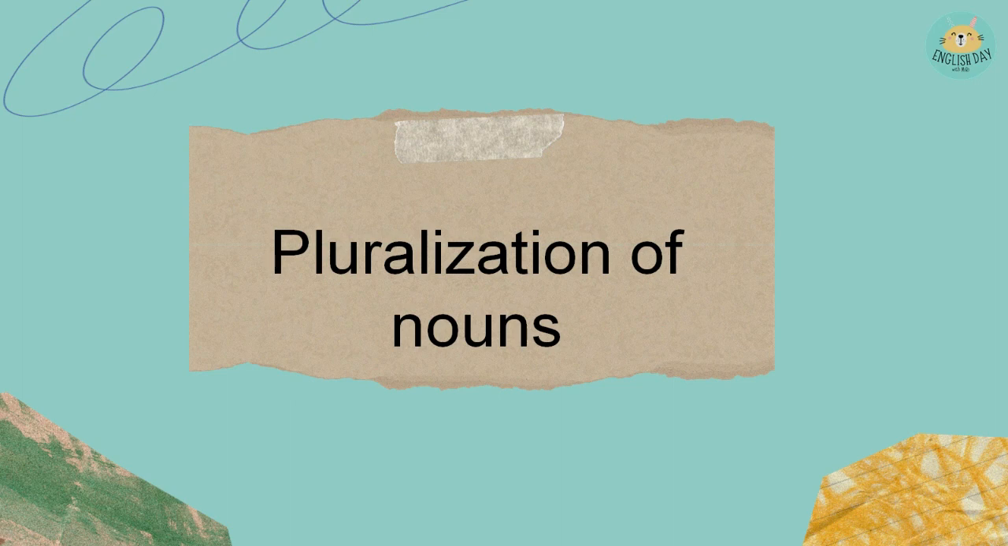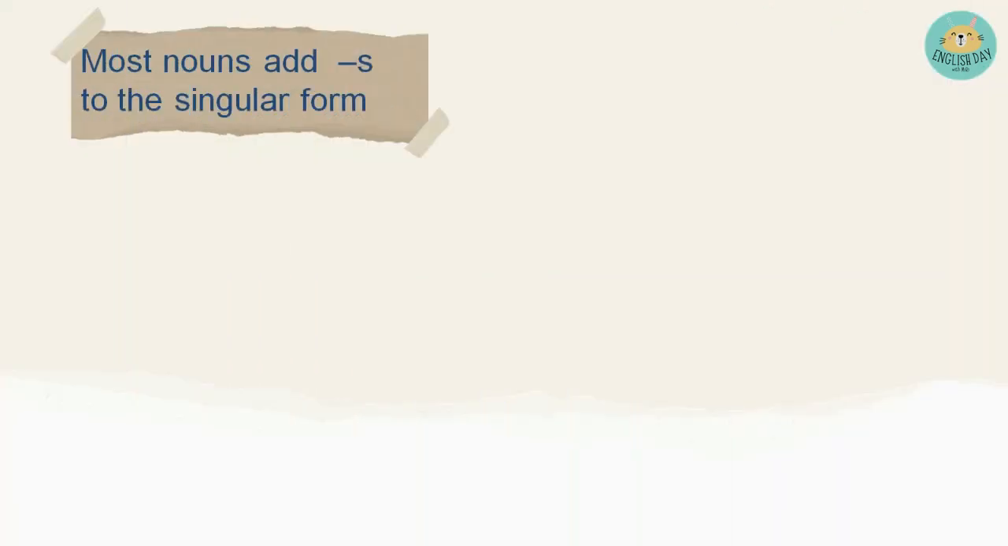In today's video, we are going to talk about the pluralization of nouns. So how do we form plural nouns? We have some rules to follow in order to correctly make a singular noun plural. Let's begin with the first rule. For most nouns, we only need to add s.